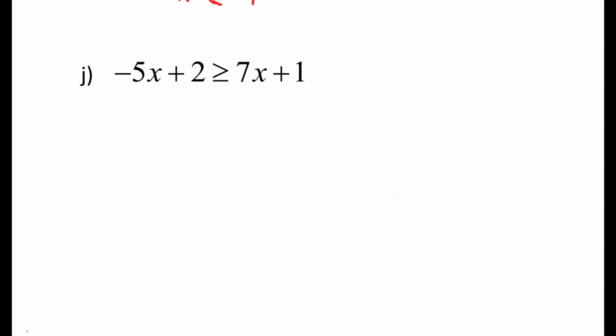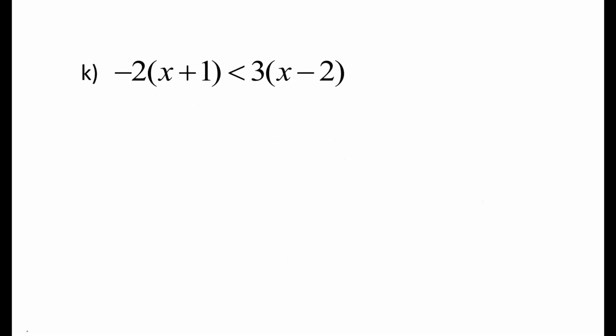Now we have J, and you're going to complete this one on your own, following the exact same steps as what we just did above. Remember, you want your constants on the right-hand side, your variables on the left-hand side, and then you are isolating for x. Paying attention to if you have a negative that you are multiplying or dividing by, you are flipping that symbol in between.